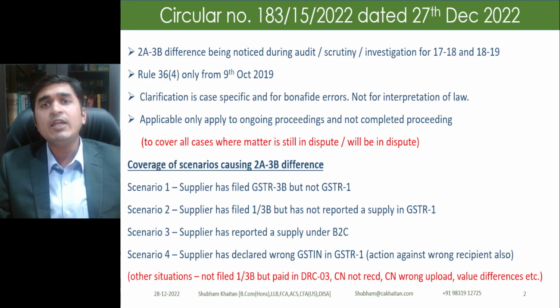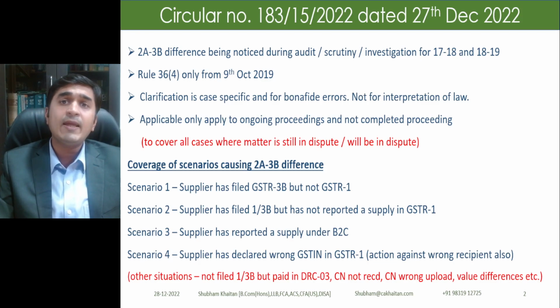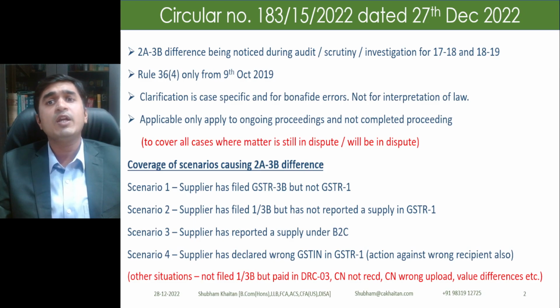Now, what are the scenarios which they are trying to cover through this circular which may cause 2A-3B mismatches? Let's understand that. Number one, where the supplier has filed his 3B but not GSTR-1. That means he has paid the taxes through 3B, but he has not filed his GSTR-1 for that period. That will be covered here because he has already made the payment of taxes, but it is not appearing in 2A. So we are talking about those cases where 2A-3B mismatches are genuine, and ITC should be available, but it is not appearing in 2A.